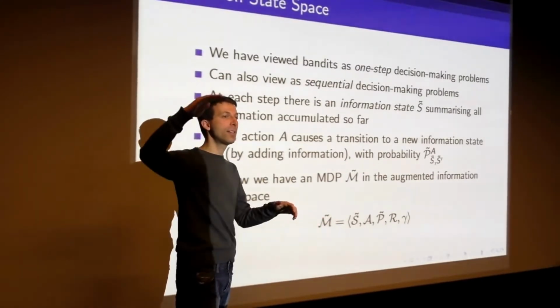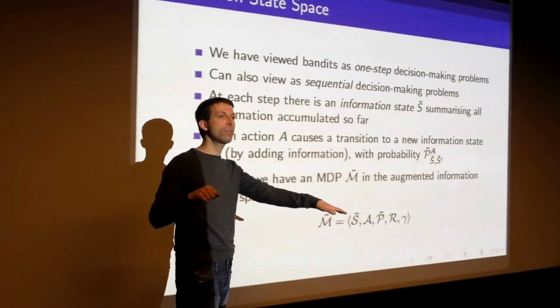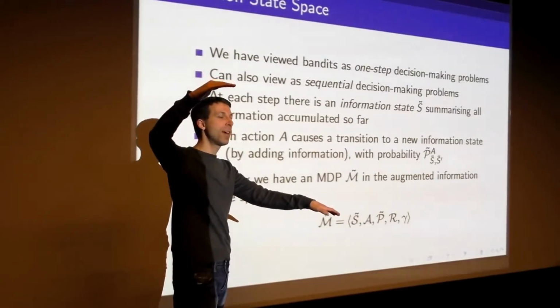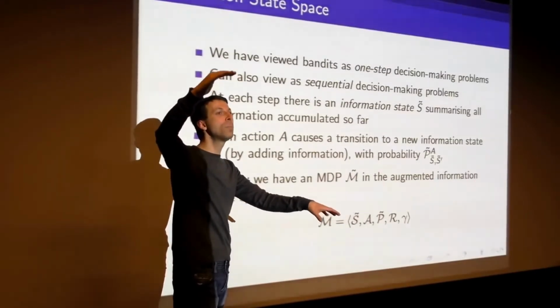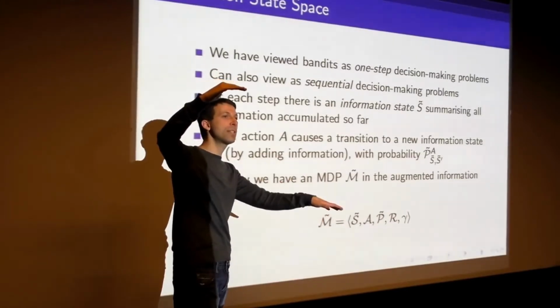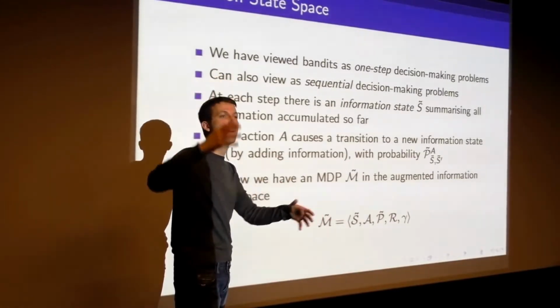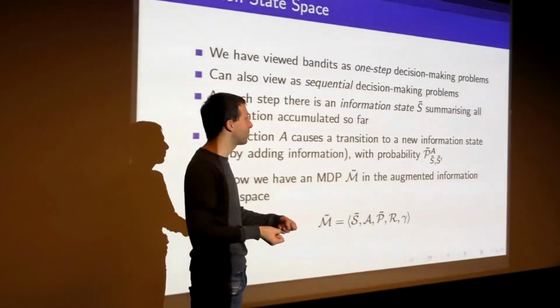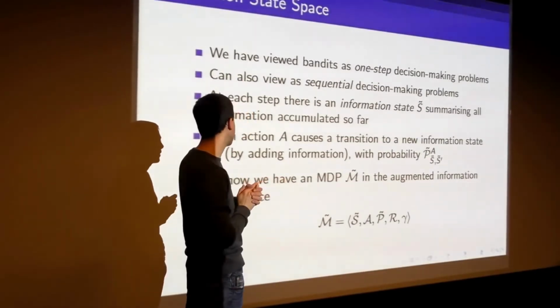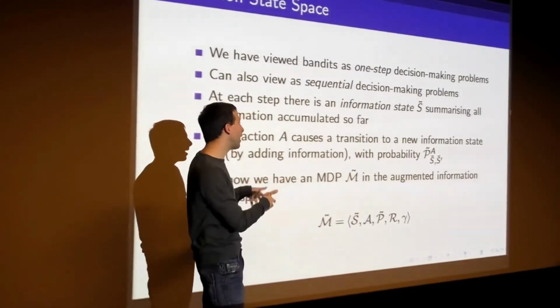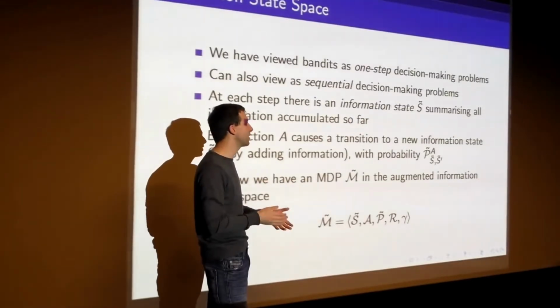Like I know that if I was in a state where I've pulled this lever 3 times and this lever 5 times, and I pull this lever again, then I'll be in an information state where I've pulled this lever 3 times and this lever 6 times. That's my transitions. I've got an MDP now where I'm transitioning from information state to information state. And so we can define an MDP over information states now.